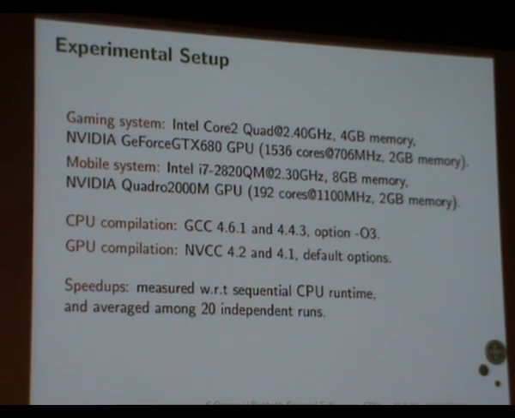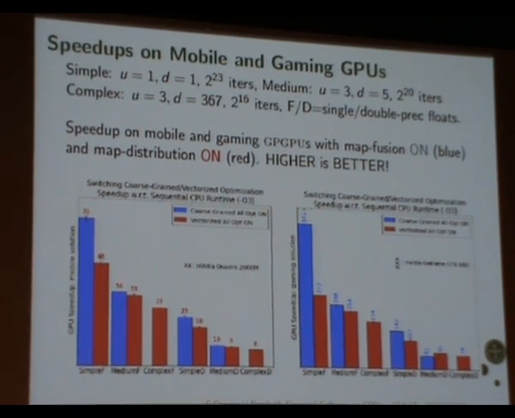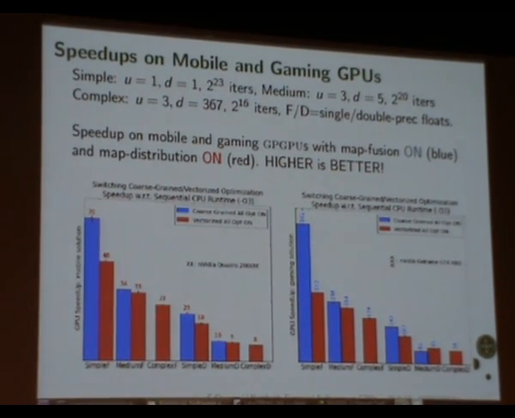We have used standard GCC with optimization -O3 and NVCC with the default optimization. And the speedups were measured with respect to sequential CPU runtime, which means this doesn't include any kind of SSE instructions, optimizations, or anything like that. And we averaged among 20 independent runs. So again, this is not to do a comparison between CPU and GPU architectures. It's just a way to show that we have a rich optimization space and to look at the trade-offs.